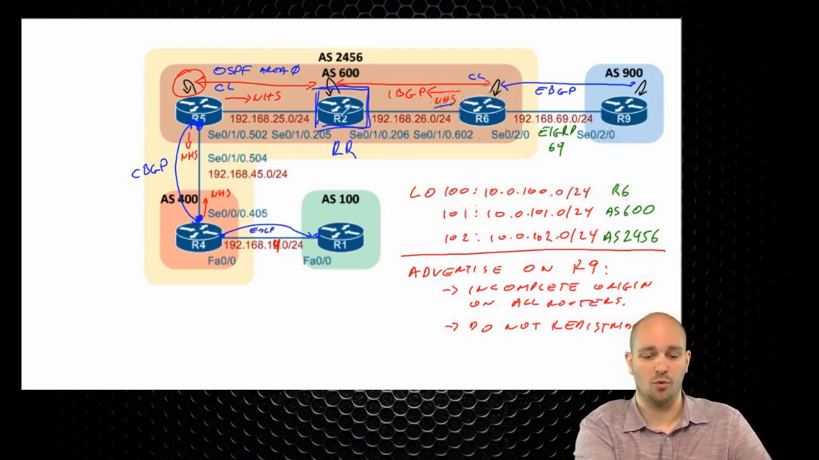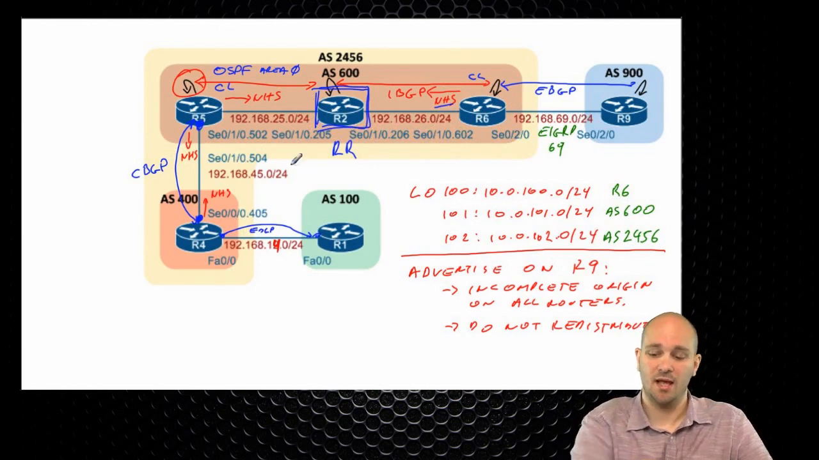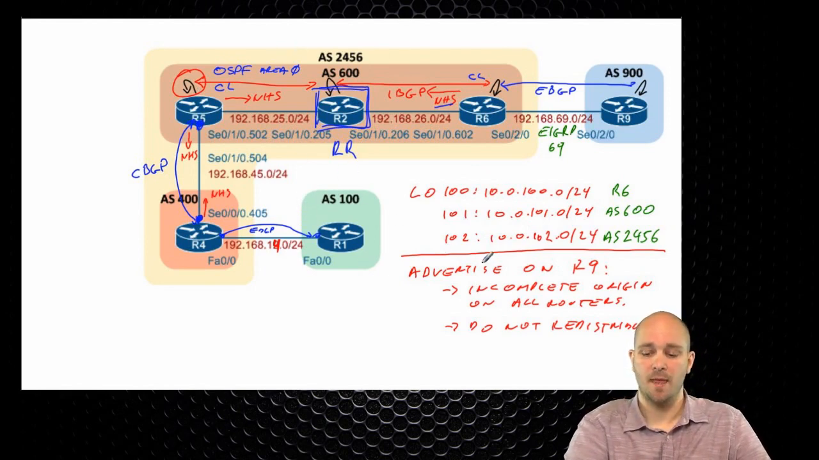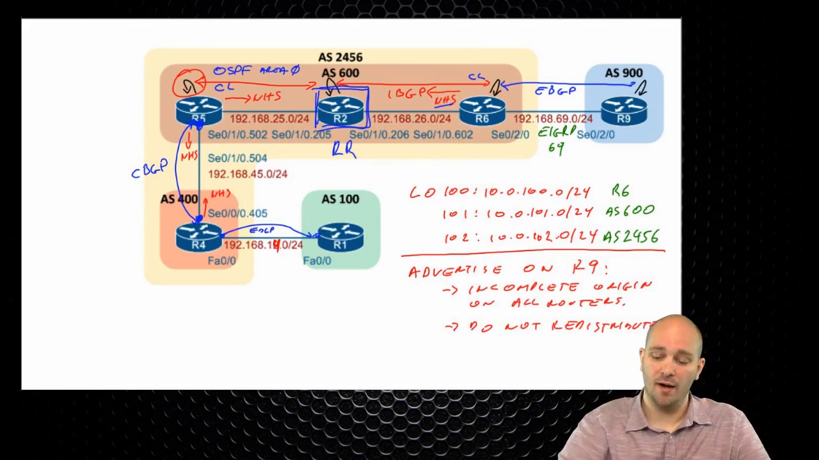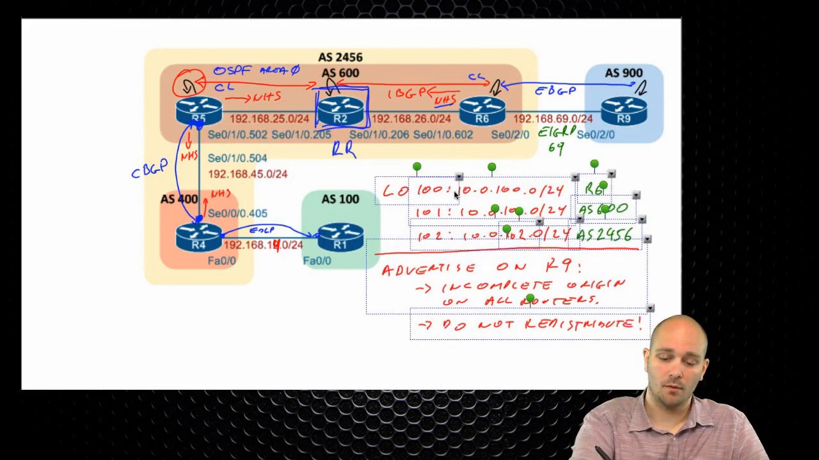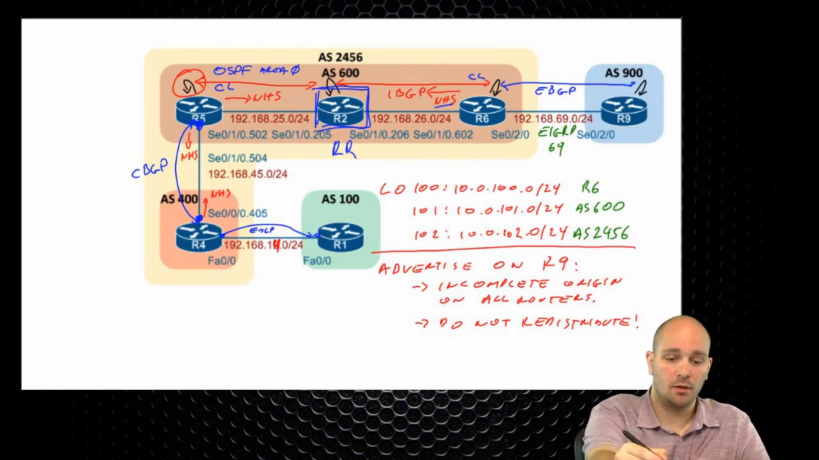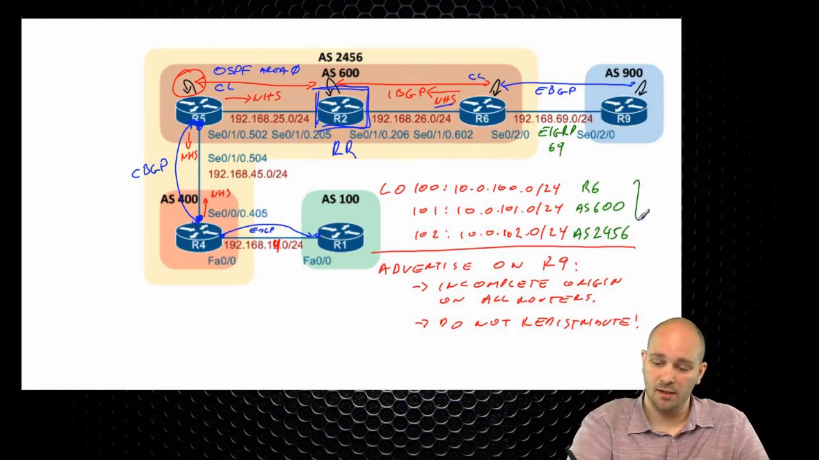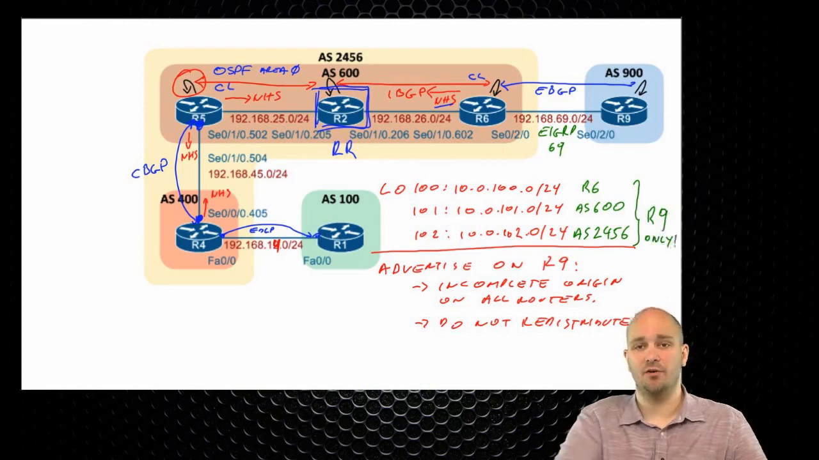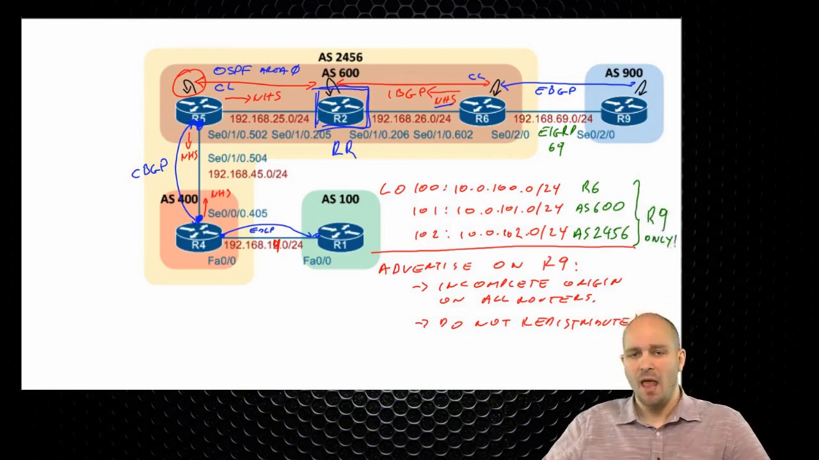So I need to implement the policy in my BGP such that this first route is available only on R6, so that it's not advertised to R2 and then further on, that this route here for loopback 101 is available only in AS600, and that this 102 route is available only in our confederation, but not in AS100. Now, to make things more fun, all this policy must be implemented on R9 only. So you are not allowed to modify any other routers to make this work.